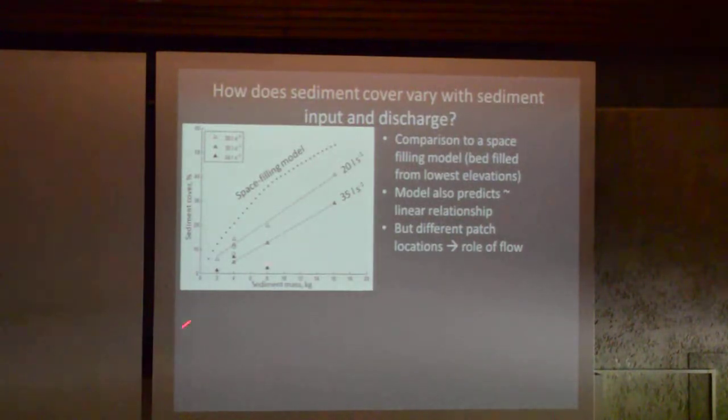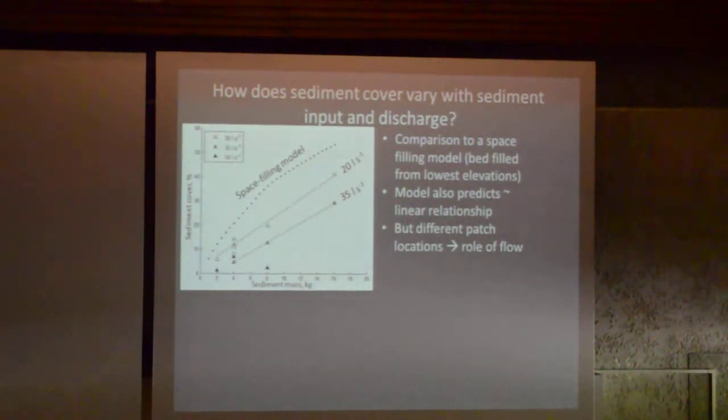And obviously, for the space filling model, we get a higher amount of cover for a given mass of sediment, because it doesn't take into account the fact that some of the sediment gets transported out of the flume before it gets deposited. But you can see that we get a similar relationship. It's obviously got more of an inflection point in it, but the overall gradient is maybe not massively dissimilar.